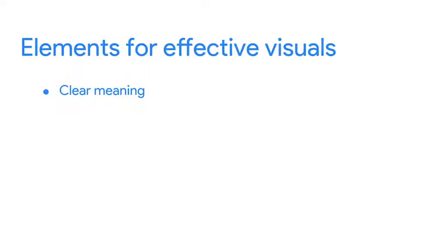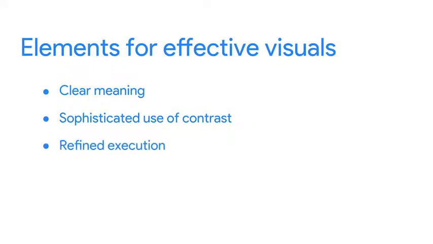Visual journalist Donna Wong proposes that effective visuals, like the data viz we've been discussing here, have three essential elements. The first is clear meaning. Good visualizations clearly communicate their intended insight. The second is a sophisticated use of contrast, which helps separate the most important data from the rest using visual context that our brains naturally look for. The third essential element for effective visuals is refined execution. Visuals with refined execution include deep attention to detail, using visual elements like lines, shapes, colors, value, space, and movement. In other words, the elements of art that we talked about earlier.